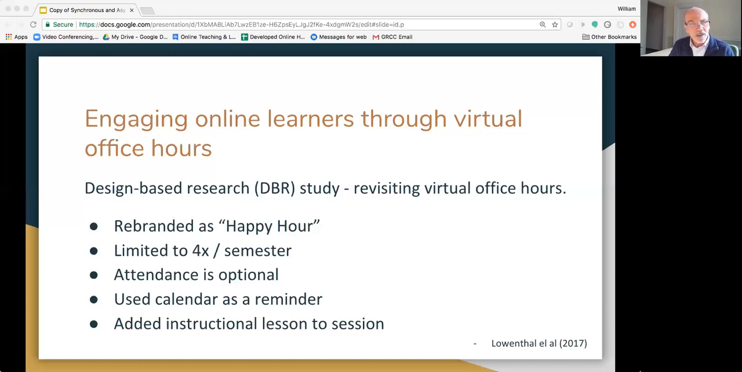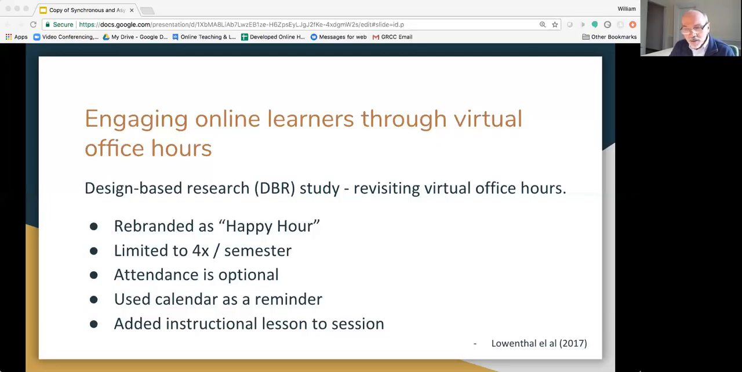Also, students might not want to let on that they don't really understand what's going on by attending office hours. There are real advantages, and I think it's important to let students know that they get that one-on-one personalized support over the instruction. So this was one of the things they wanted to do: they changed the name of it.